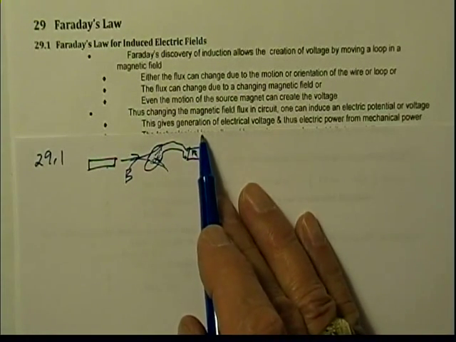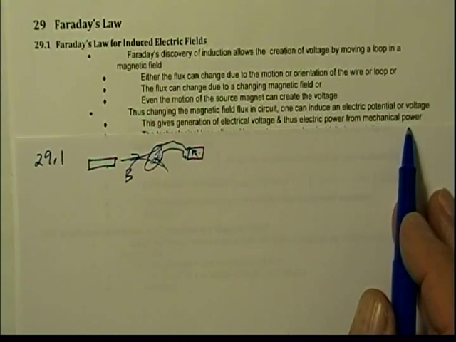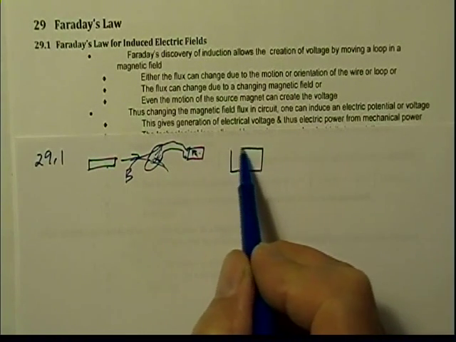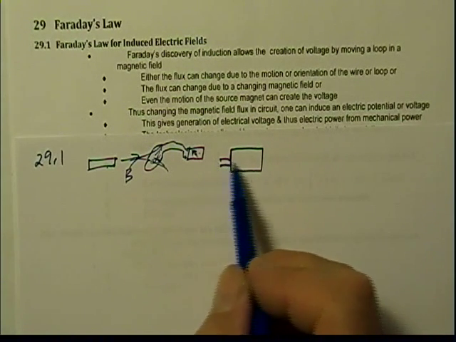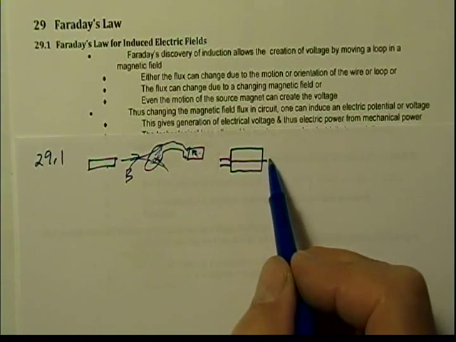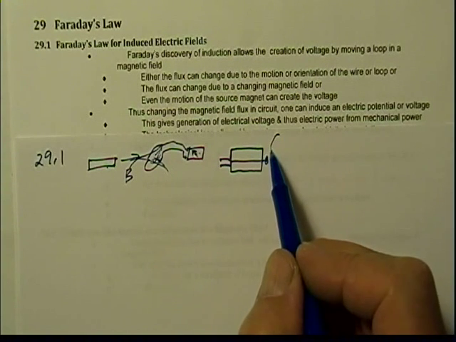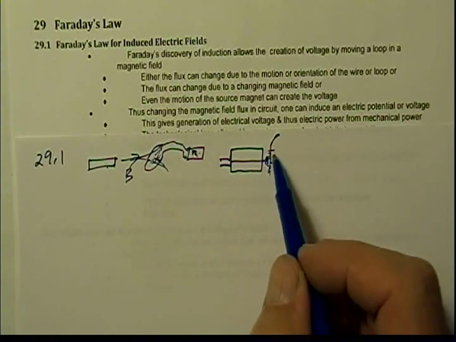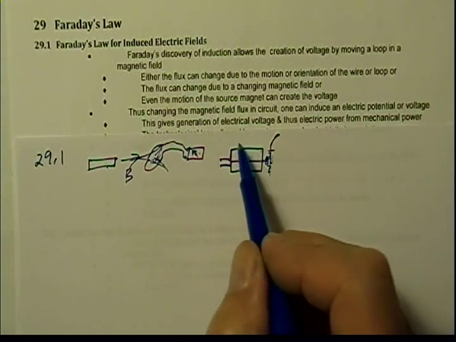It gives the possibility of generating electrical voltage and therefore electrical power from mechanical power. It means, for example, that we could take a loop of wire, put it on an axis and rotate it. How would we rotate it? We could have a waterfall that came over and there were paddles here, or a steam generator, or a horse turning this thing, or you could crank it by hand. But the point is, you make this thing rotate.